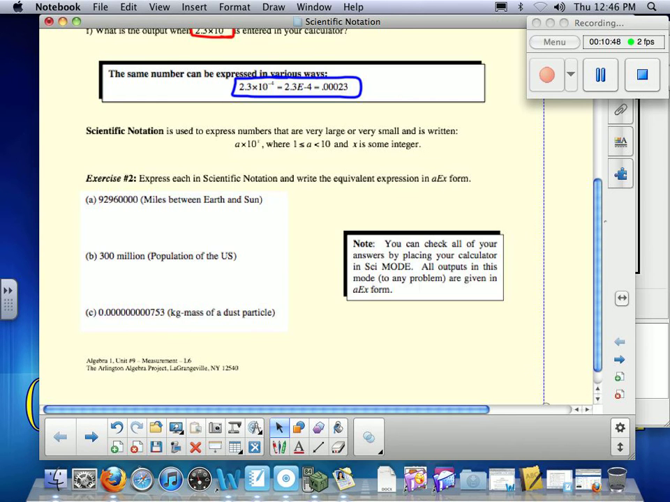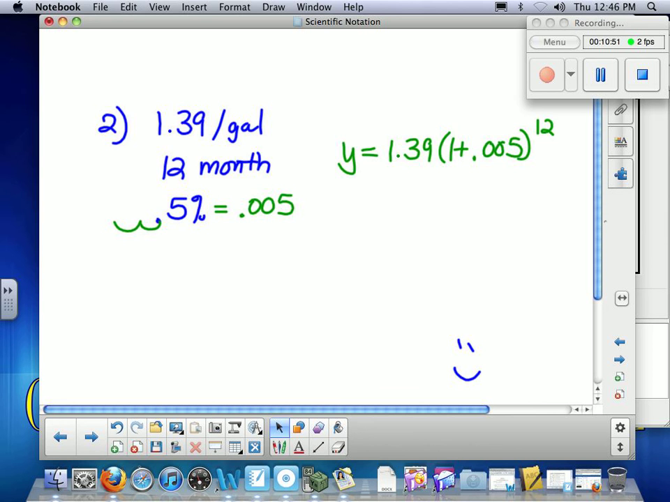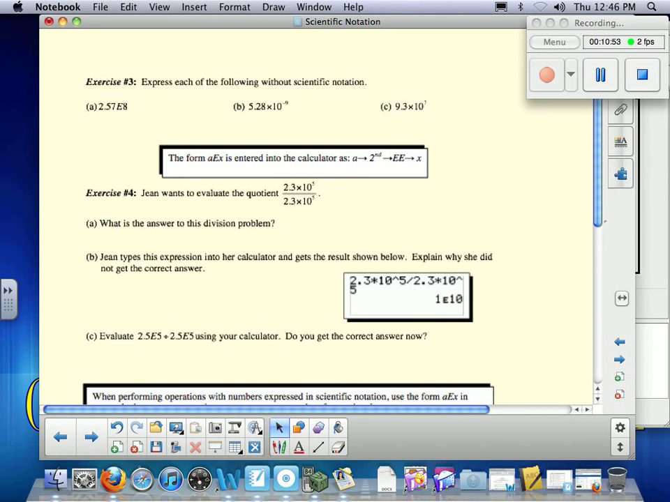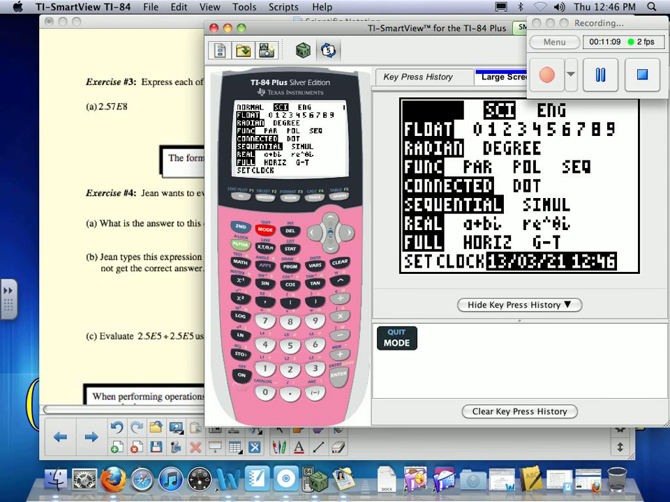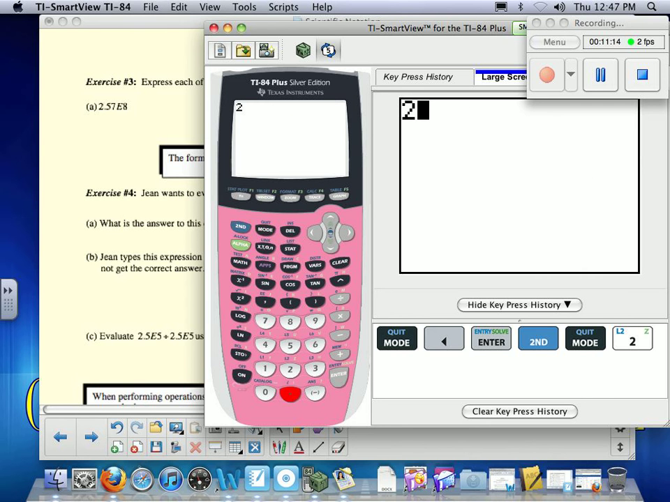To the back. Or the back. Back? Okay. They would like us to write these without scientific notation. So if you're given a number in scientific notation, and you want it in sort of regular numberness, you can move your calculator back into normal mode and then type in 2.57. Let me show you real quick where to get the E. Wait, how do I go back? You go to mode and select normal. Oh, okay.